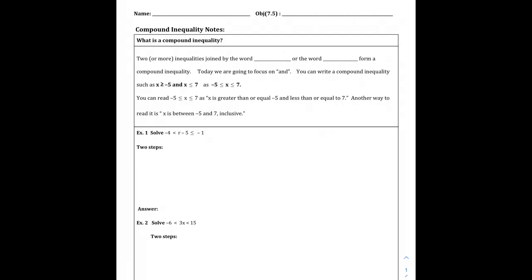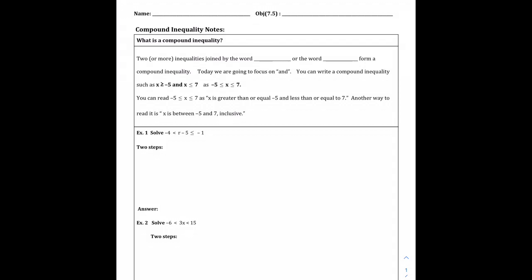Good morning. Today's lesson is lesson 7.5. We're going to start talking about compound inequalities. This will be a several day series of lessons, but today is the first of those. Compound inequalities. Here are your notes.